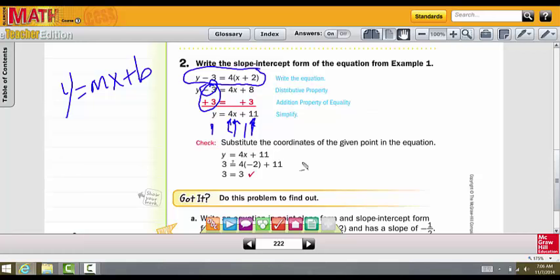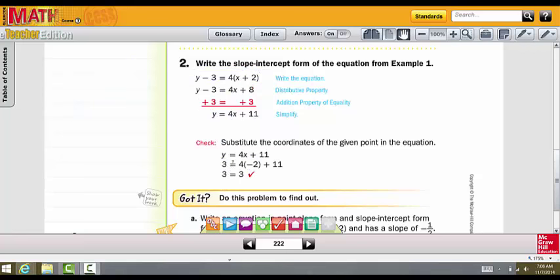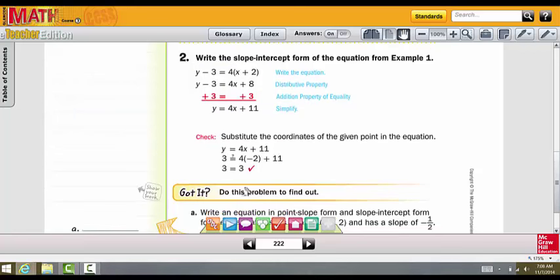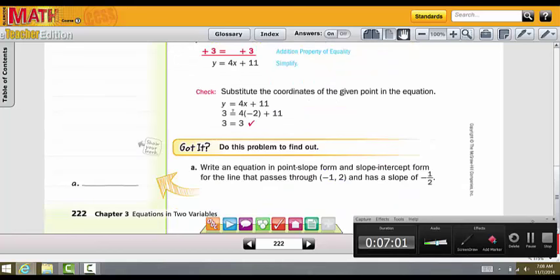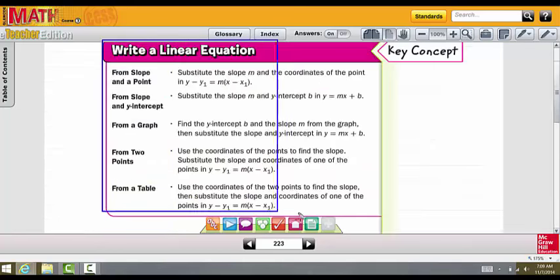Now we can take this and substitute those original coordinates that were given to us, the 3 and the negative 2, and we can do the math. And see that 4 times negative 2 is negative 8 plus 11 is indeed 3, and it checks. Please press pause and do letter A.